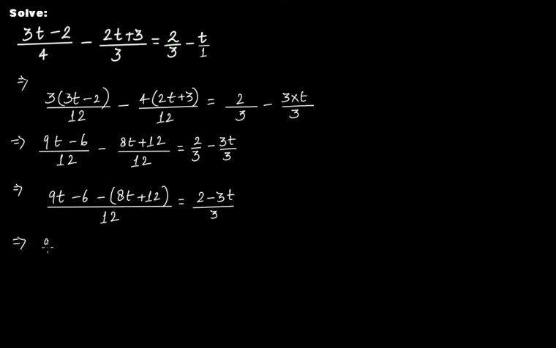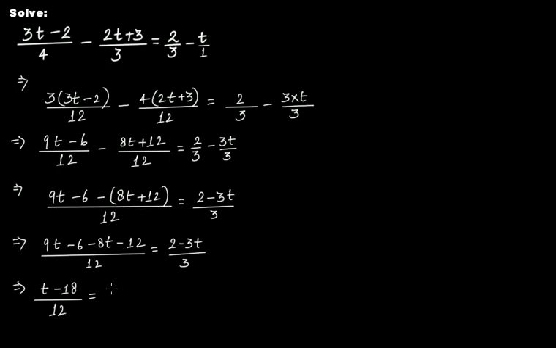Now if you solve it, you get 9t minus 6. If you open the bracket, this is minus 8t and minus 12 by 12. This gives you 2 minus 3t by 3. Okay. Now when you solve here, 9t minus 8t, because these are like terms, they both contain t. So this gives you t, and this is minus 6 minus 12, t minus 18 by 12 is equal to 2 minus 3t by 3.